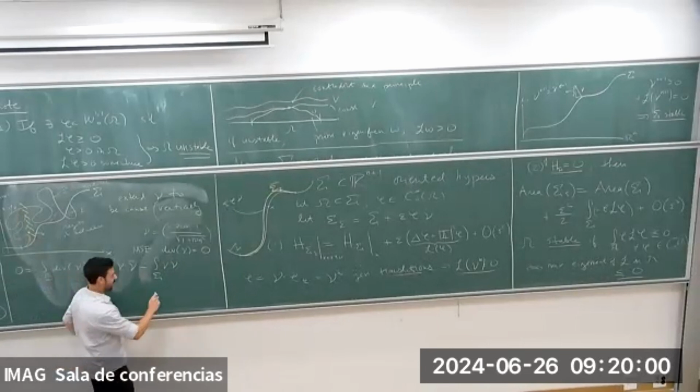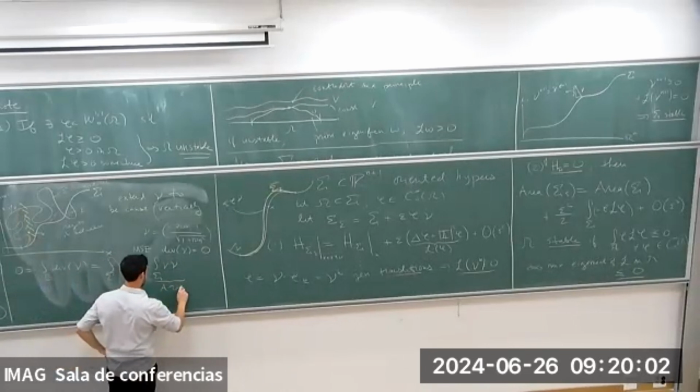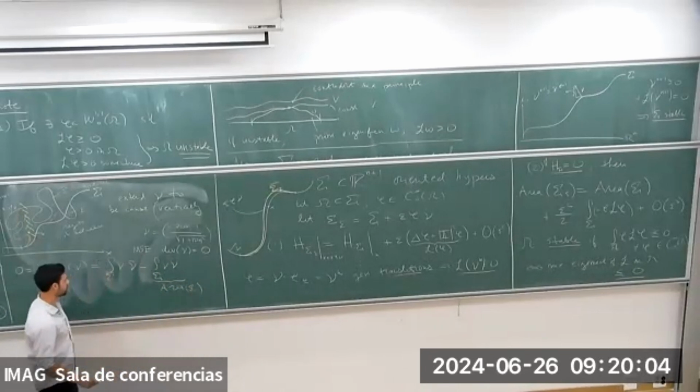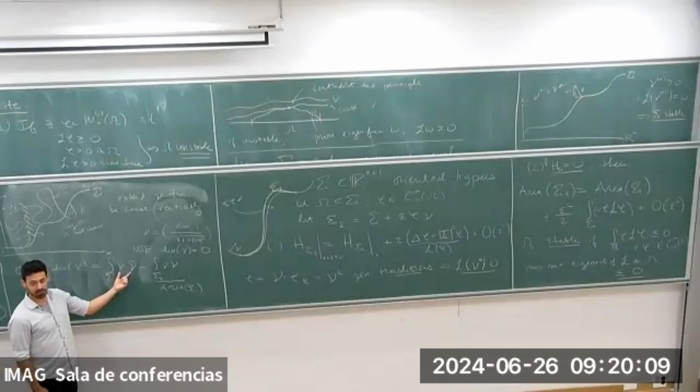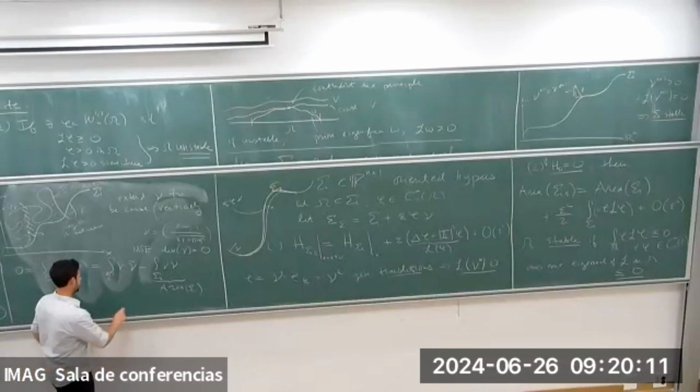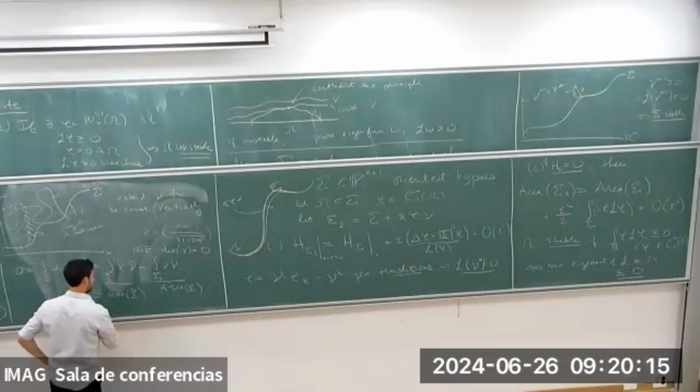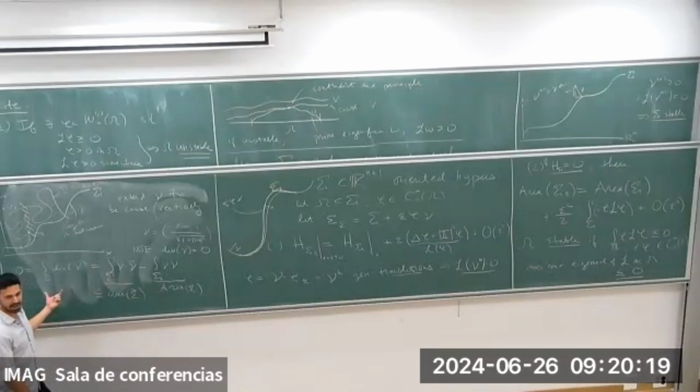And now we're done already. Why? Because this is the area of sigma. Because these are unit vector fields, this is certainly bounded above by the area of sigma. So we just move this over and we have the inequality.